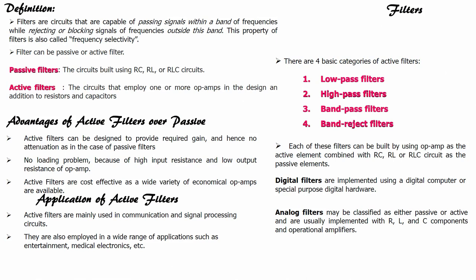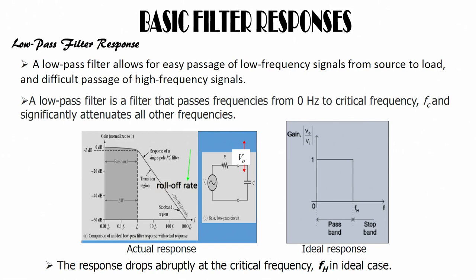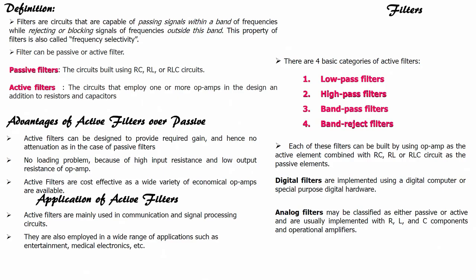Now, 4 basic categories of active filters: low pass, high pass, band pass and band reject, right. And further we can also classify filters into digital filters and analog filters. So, digital filters are implemented using a digital computer or special purpose digital hardware, while analog filters can be classified as either active or passive, implemented with R, L and C as well as op amps. So, we have then seen each of those filters which are low pass, high pass, band pass, band reject.